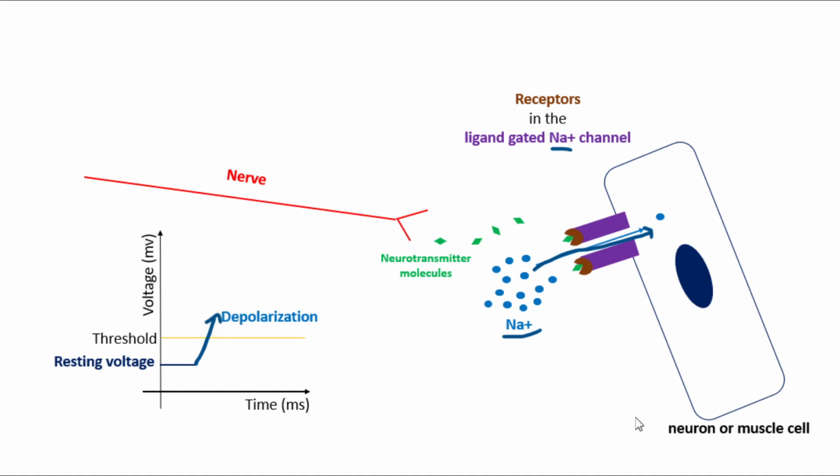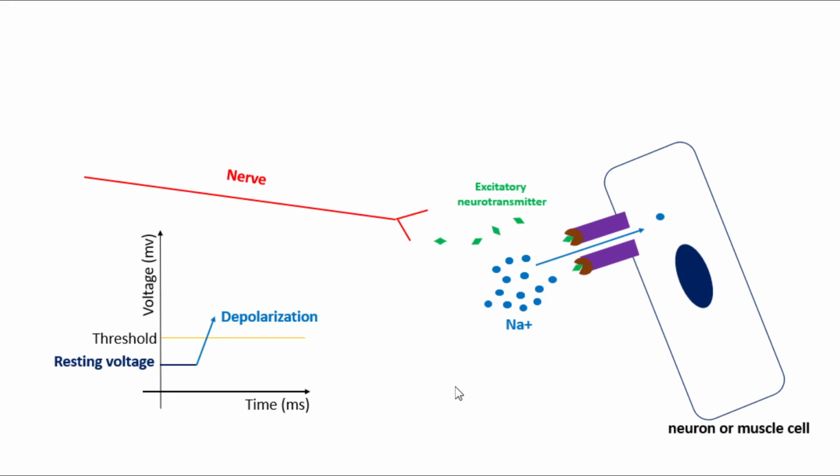Recall that whenever the voltage of a cell moves toward threshold, we call that depolarization. So what we say here is that this neurotransmitter molecule, by opening sodium ion channels, allows sodium ion to diffuse into the cell, and as a result, the cell becomes depolarized, the cell becomes excited. That's the main reason that we call this neurotransmitter an excitatory neurotransmitter. So in short, excitatory neurotransmitters lead to the depolarization of the cell by opening sodium ion channels.